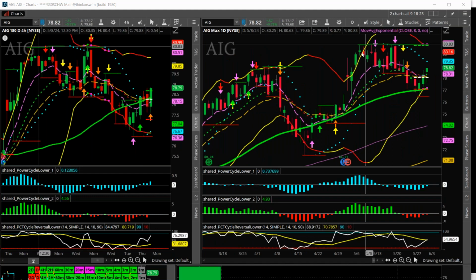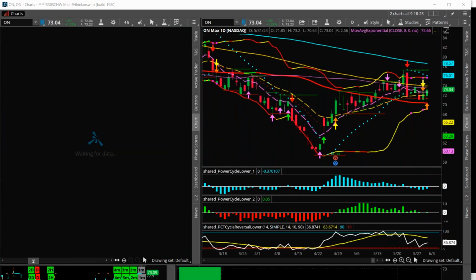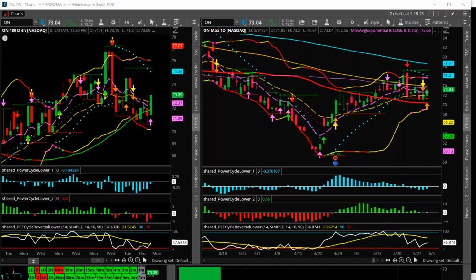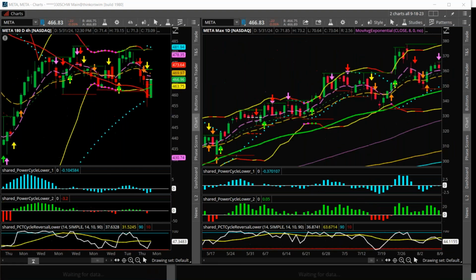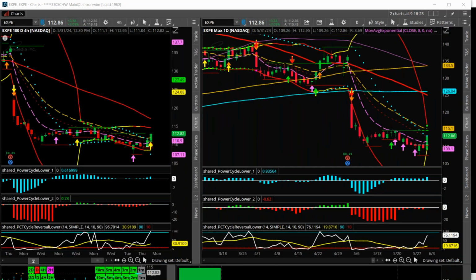AIG is cycling, reversing off that 50 period moving average and a squeeze. Nothing to jump on yet. Here's one that looks interesting. ON, it's an AI stock. Gonna watch that one. So then you just make that list. Here's Meta. Meta starting to consolidate. So those are just a few, nothing really jumping out.